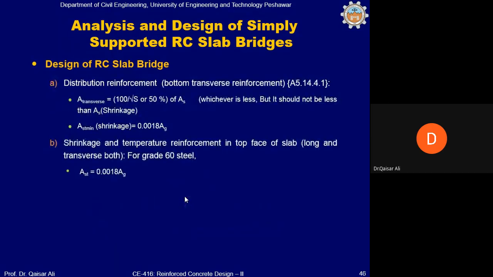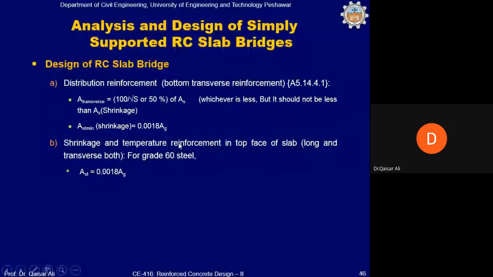Now, the AASHTO recommendation. There are different AASHTO recommendations with regard to the reinforcement, and it says that the main reinforcement will be provided along the span length of the bridge, but the transverse reinforcement along the width of the bridge shall be taken equal to 100 divided by square root of S, or 50% of the main reinforcement, whichever is less, but should not be less than A_s shrinkage. And A_s shrinkage is 0.0018 times the gross area.